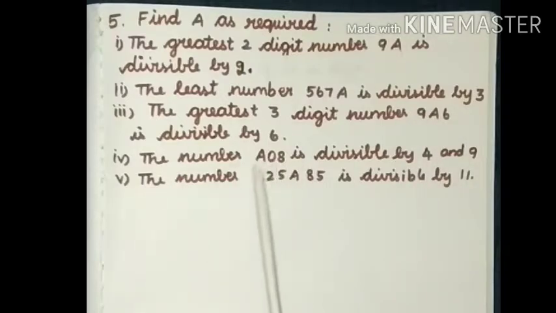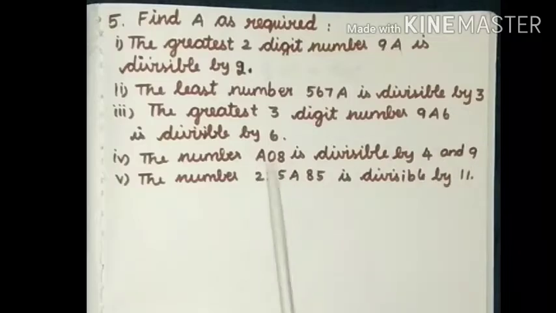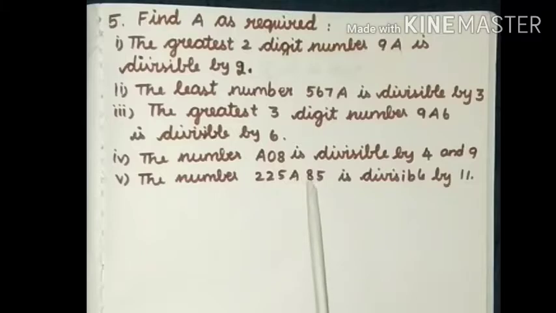The number A08 is divisible by 4 and 9. We have to find the value of A. The number 225A85 is divisible by 11. Here also we have to find the value of A.